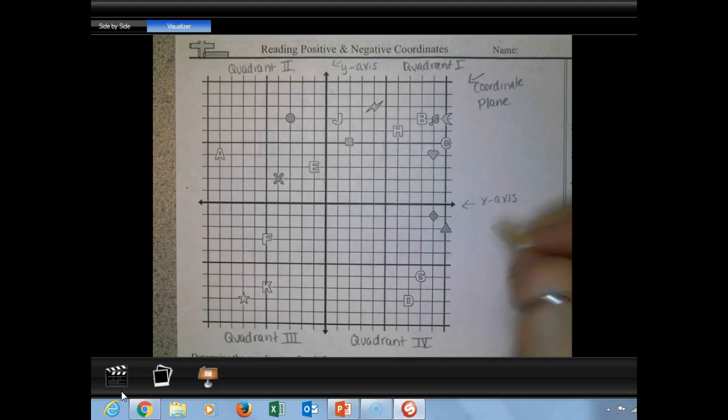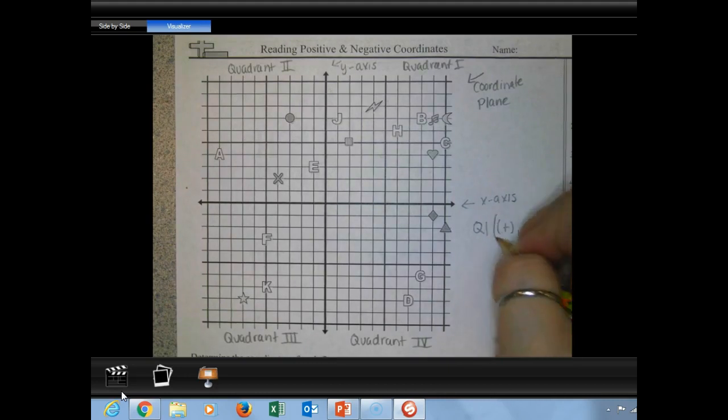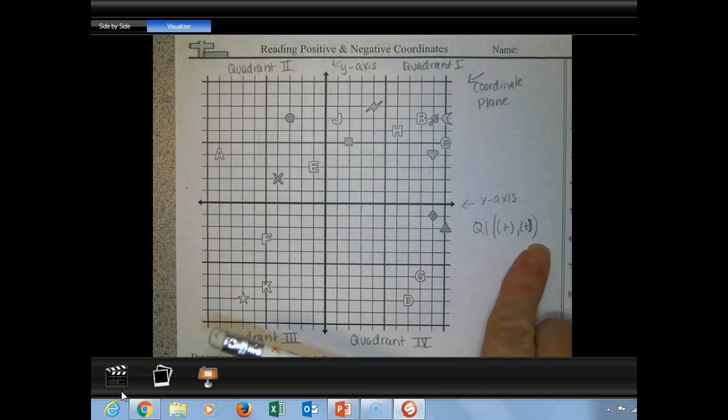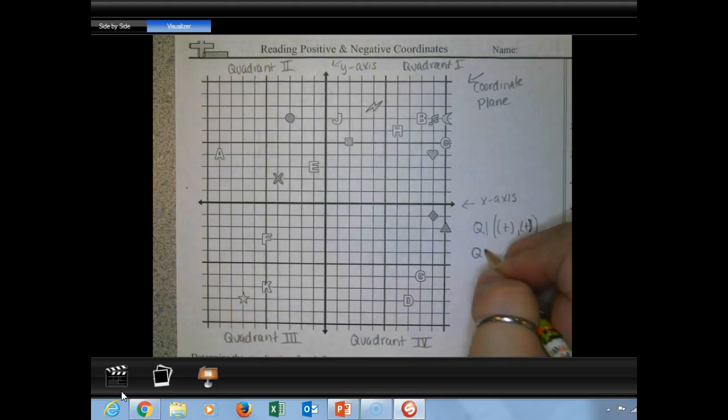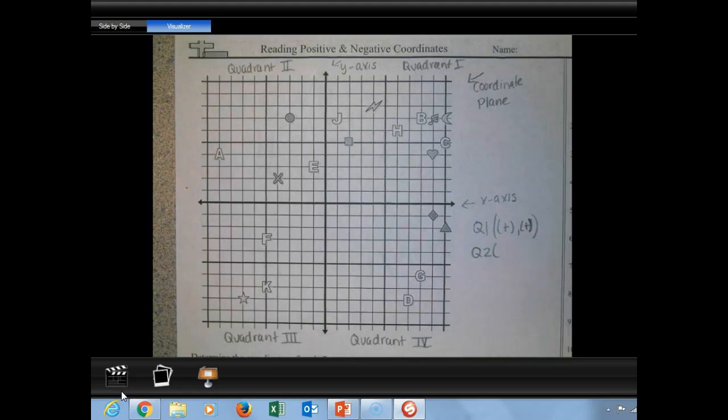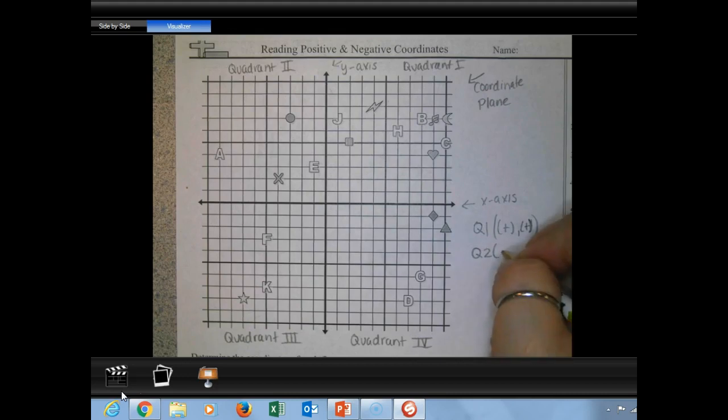Okay, so on the side here, we're going to call them for short Q1. Q1, my X will be positive. My Y will be positive. Okay, positive, positive. Q2, quadrant 2. My X will be negative, but my Y will be positive.